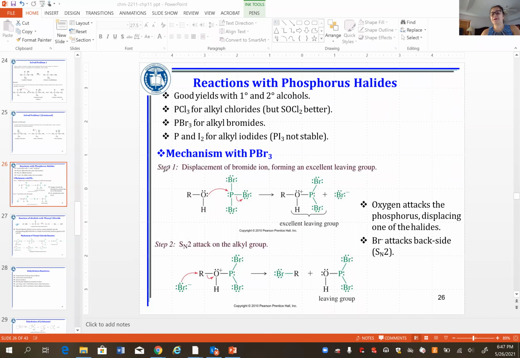First of all, if you look at your reaction and you know that your reaction is ROH plus the PBr3, it is going to give you RBr. You have to recognize what type of reaction this is. Can you tell me what type of reaction it is? What happened to the alcohol? The alcohol changed to alkyl halide. What type of reaction is that?